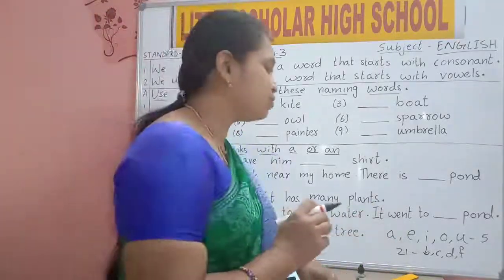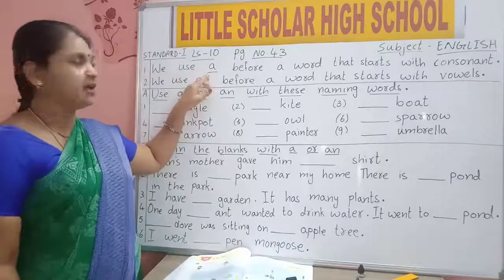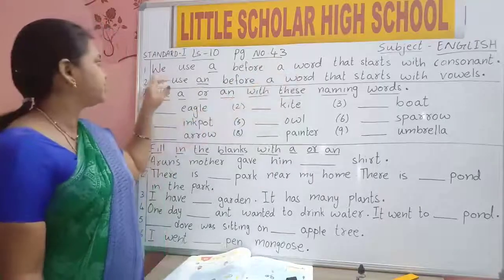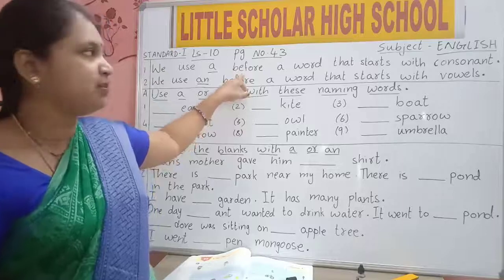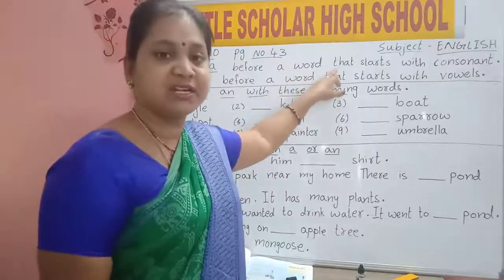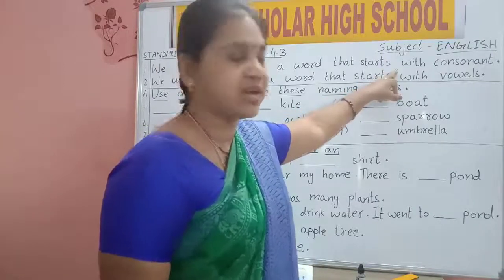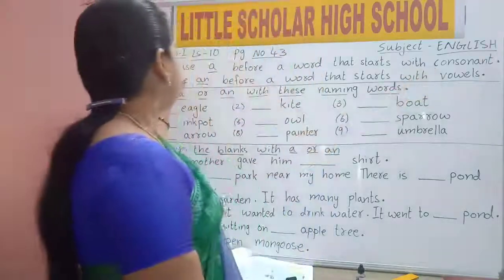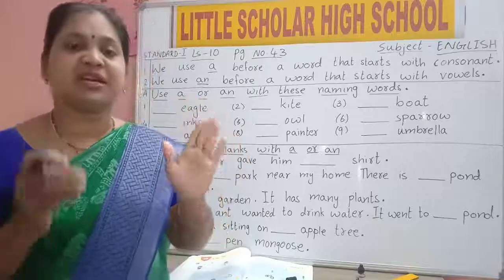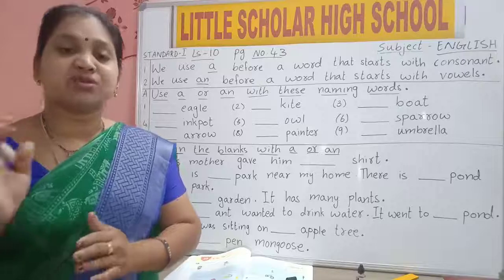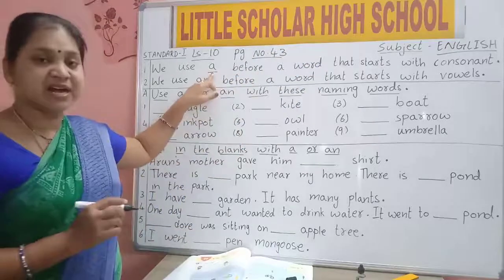So in front of a vowel word we use an. In front of a consonant we use a. Now see this. We use a before a word that starts with a consonant. Consonants are 21. A, E, I, O, U are 5 vowels. Leaving those 5 letters, all the remaining letters are known as consonants. So in front of consonants, we use a.